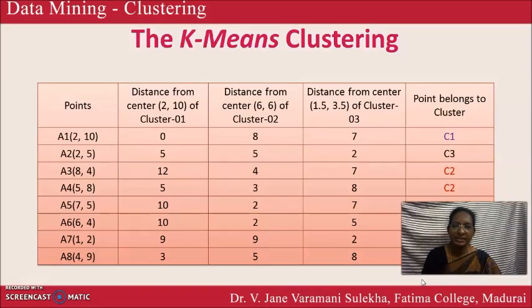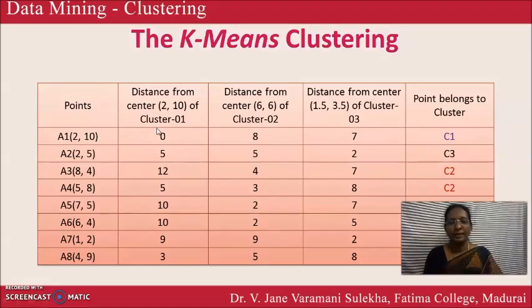In the second iteration, we have calculated the mean value of each cluster and the distance between the cluster midpoint to each point, that is A1, A2, etc. Now we have calculated the distance from the point to the cluster center. In the first row, we have the values like 0, 8, 7. So 0 is near to cluster 1. So we have marked the point as C1. That is, the point A1 is near to cluster 1.